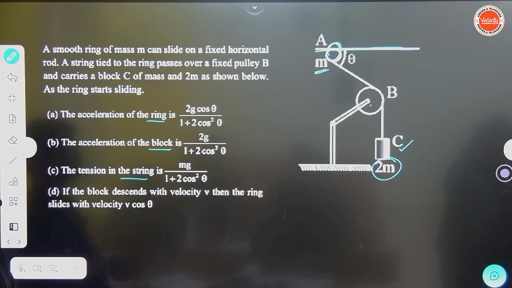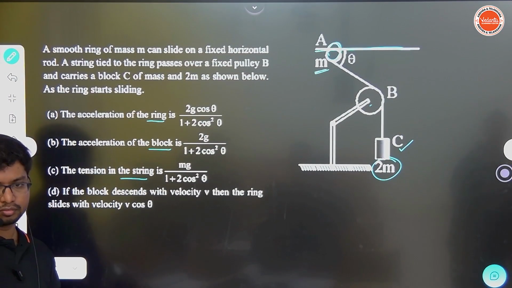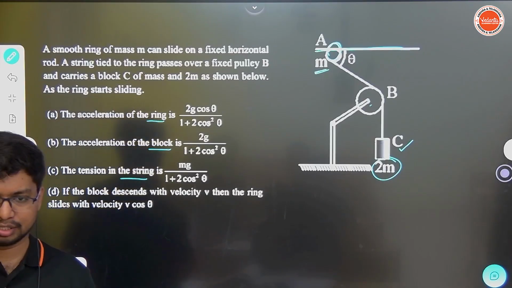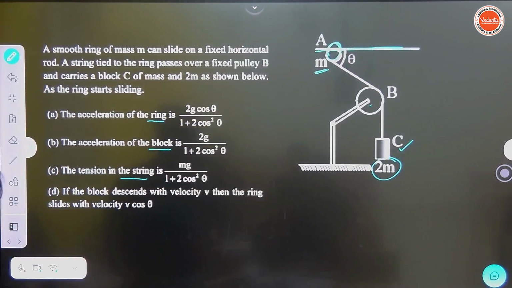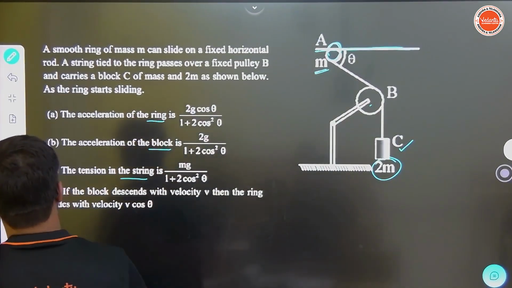So which method shall we adopt over here? They are not just asking for the constraint relation. If it is only the constraint relation, then you can just write down the string length, equate that to L, and differentiate, double differentiate, and you will get the relation between the accelerations, right? But they are asking for the acceleration of the ring, the acceleration of the block, and all those things. Yes, right.